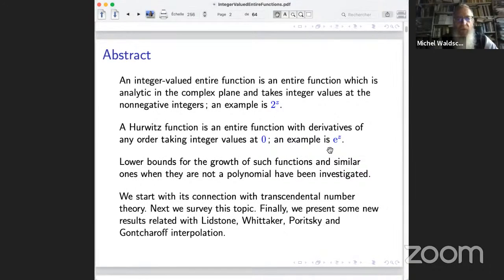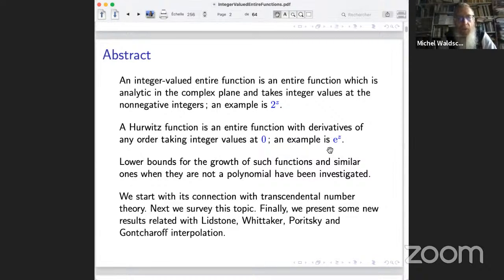I will speak also of Hurwitz functions. Instead of taking the values at the non-negative integers, we take the derivatives at one point, for example, 0, and we ask that all the derivatives are integers. And an example is exponential of z.